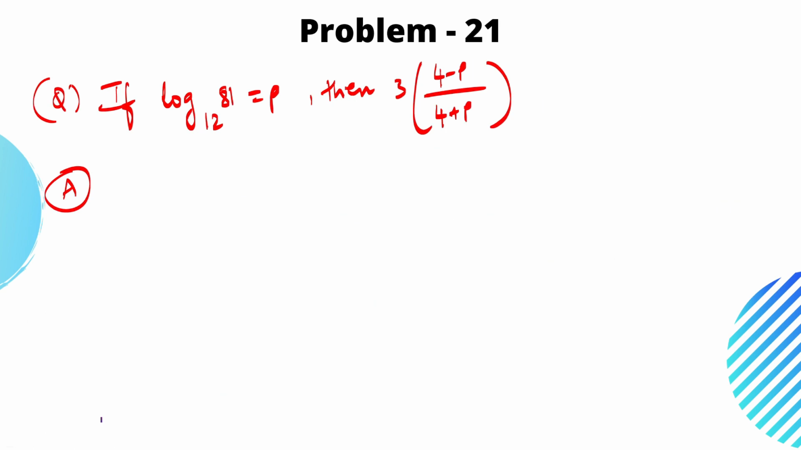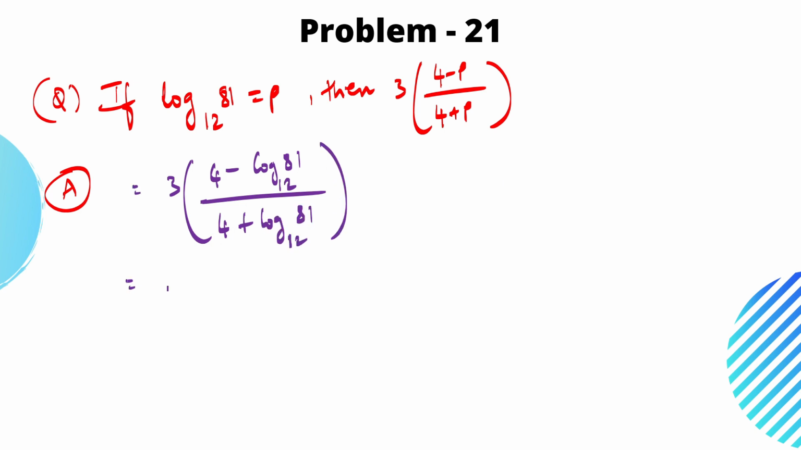So what is the next one? If log 81 to the base 12 is equal to p, then 3 into 4 minus p by 4 plus p. So we are asked to find out the value of this. What is p? P is log 81 to the base 12. Let us substitute here. Then it will become 3 into 4 minus log 81 to the base 12 by 4 plus log 81 to the base 12.